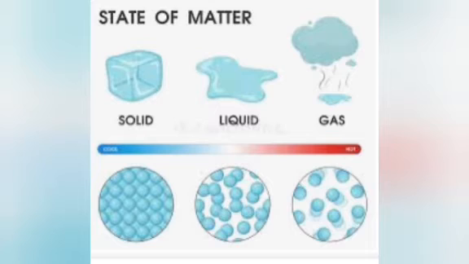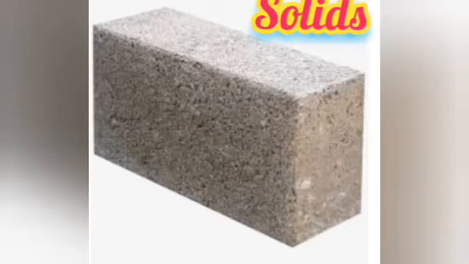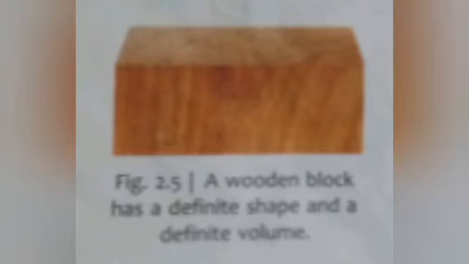Now we will discuss the topic properties of solids. First point: solids have a definite shape. We know that the molecules of solids are very tightly packed and cannot move about freely. So solids have a definite shape. For example, a wooden block does not change its shape.